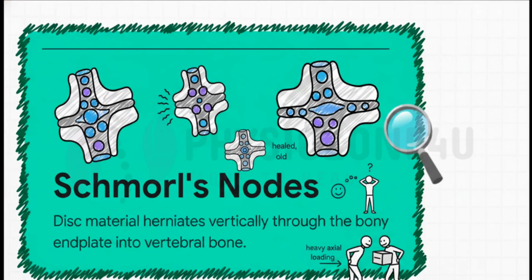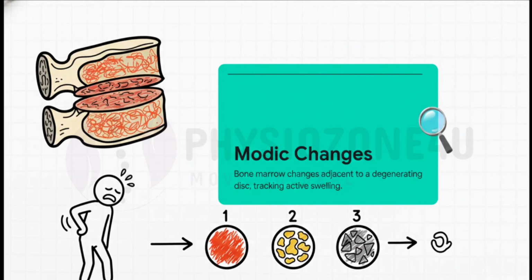Then we have Schmorl's nodes. Unlike a normal herniation that pushes backward toward your nerves, a Schmorl's node is where the disc material pushes vertically, straight up or down into the actual vertebral bone. Surprisingly, these are extremely common and usually completely painless. They're typically just indicators of old, healed microtraumas from heavy axial loading, rather than a fresh injury driving your current pain. Next are Modic changes.